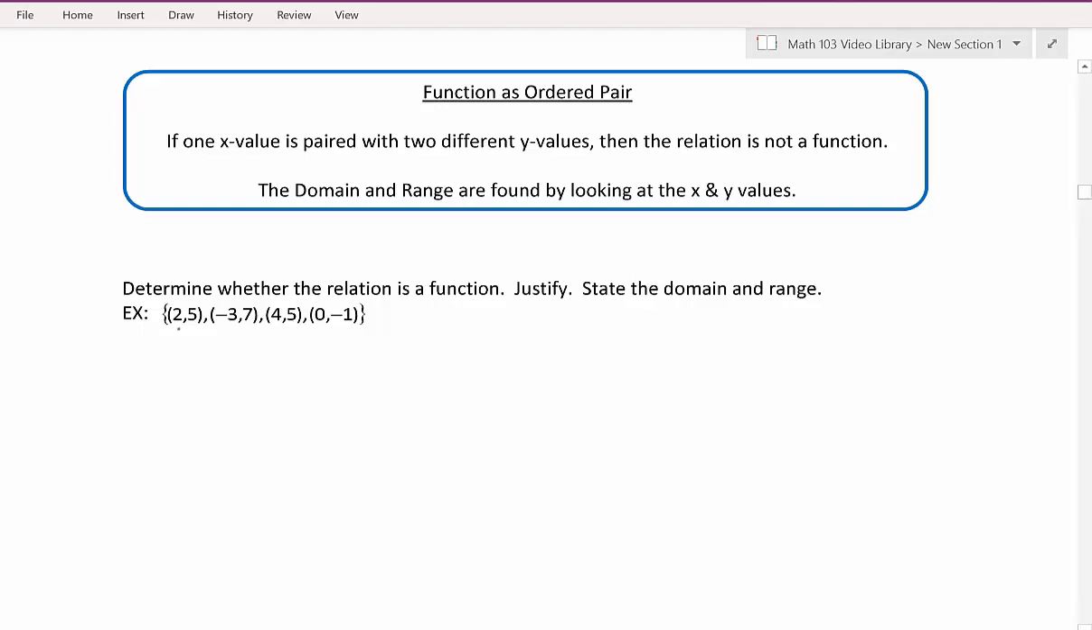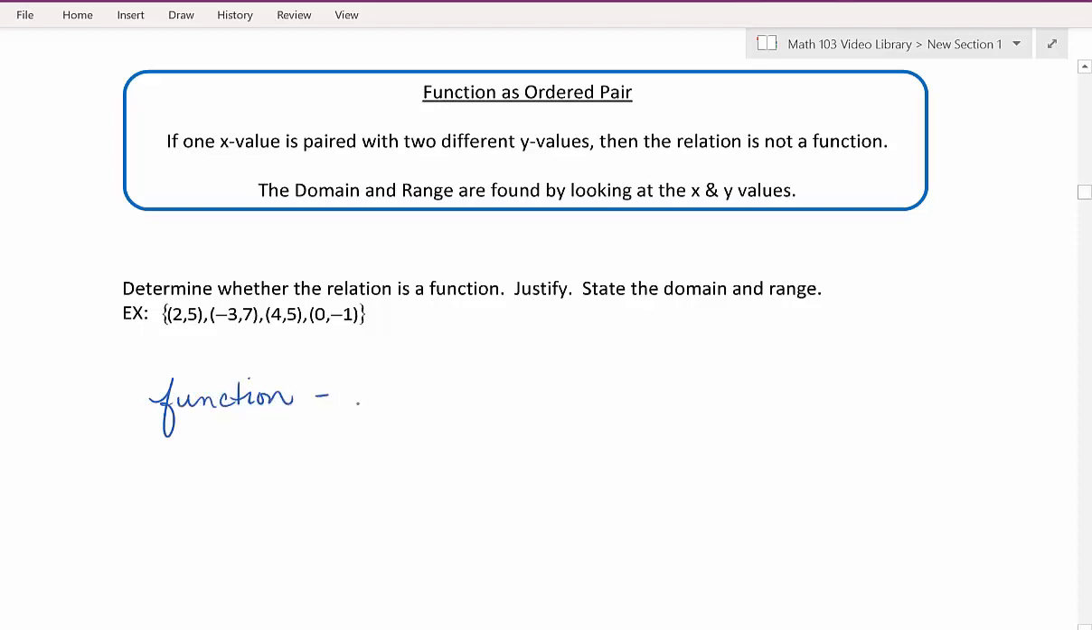So we've looked through our x values, 2, -3, 4, 0. There's no repeating in the x values at all. So this is a function. And you may notice that we have a y value of 5 that repeats. Well, this isn't a problem for us. That doesn't contradict the definition of a function. This would be like saying that two different people had the same birth date, and we know that that's possible. So this is a function.